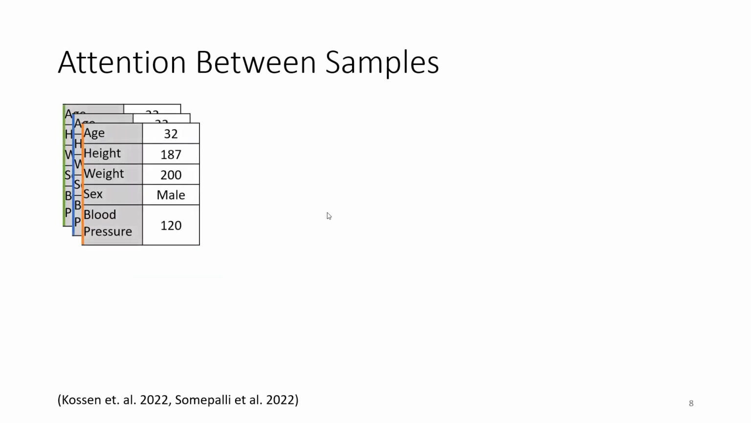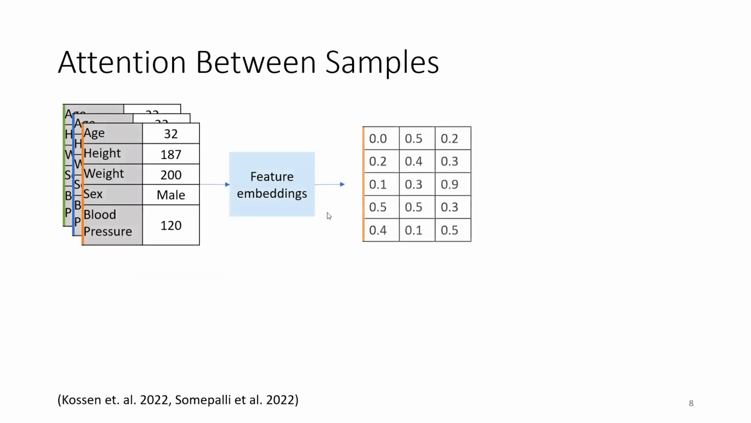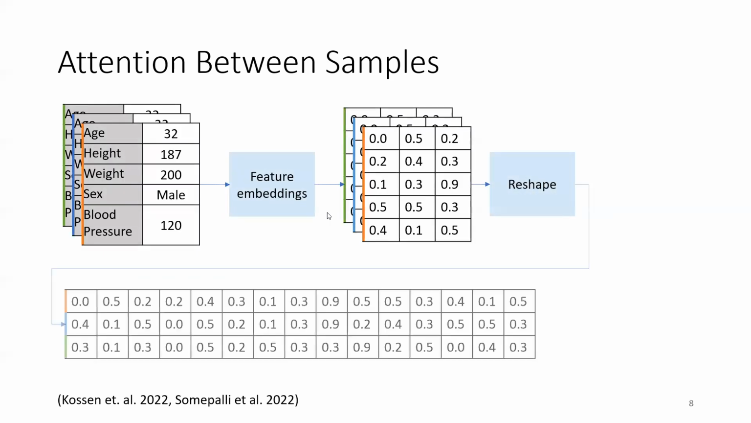Now let's see how we can attend between samples. Consider we have 3 samples. We create feature embeddings for each of these, and we reshape them such that each row now corresponds to a sample's embedding. Now we can use the attention module from the last slide to leverage information between samples. We'll refer to this as attention between samples in the next slides. Now let's put them all together and see how we can use it for supervised learning.